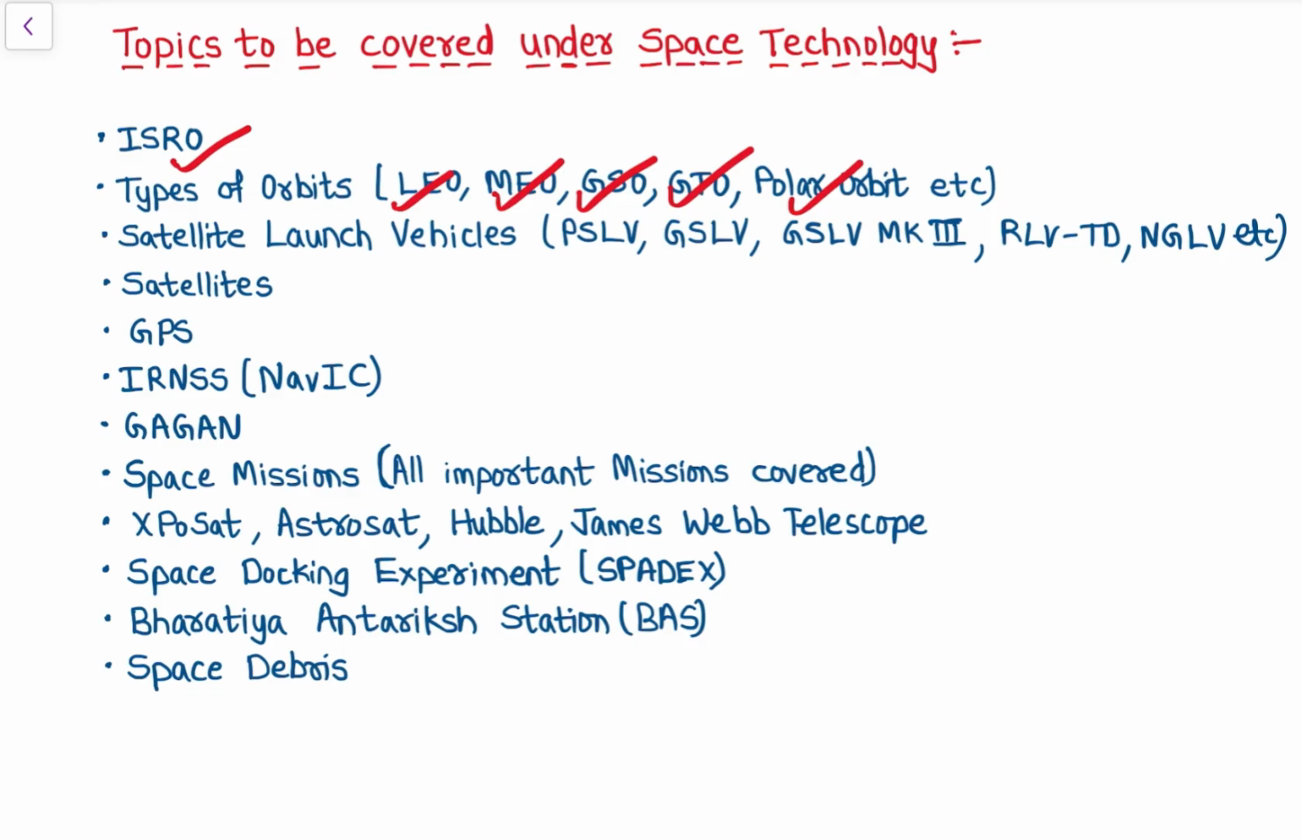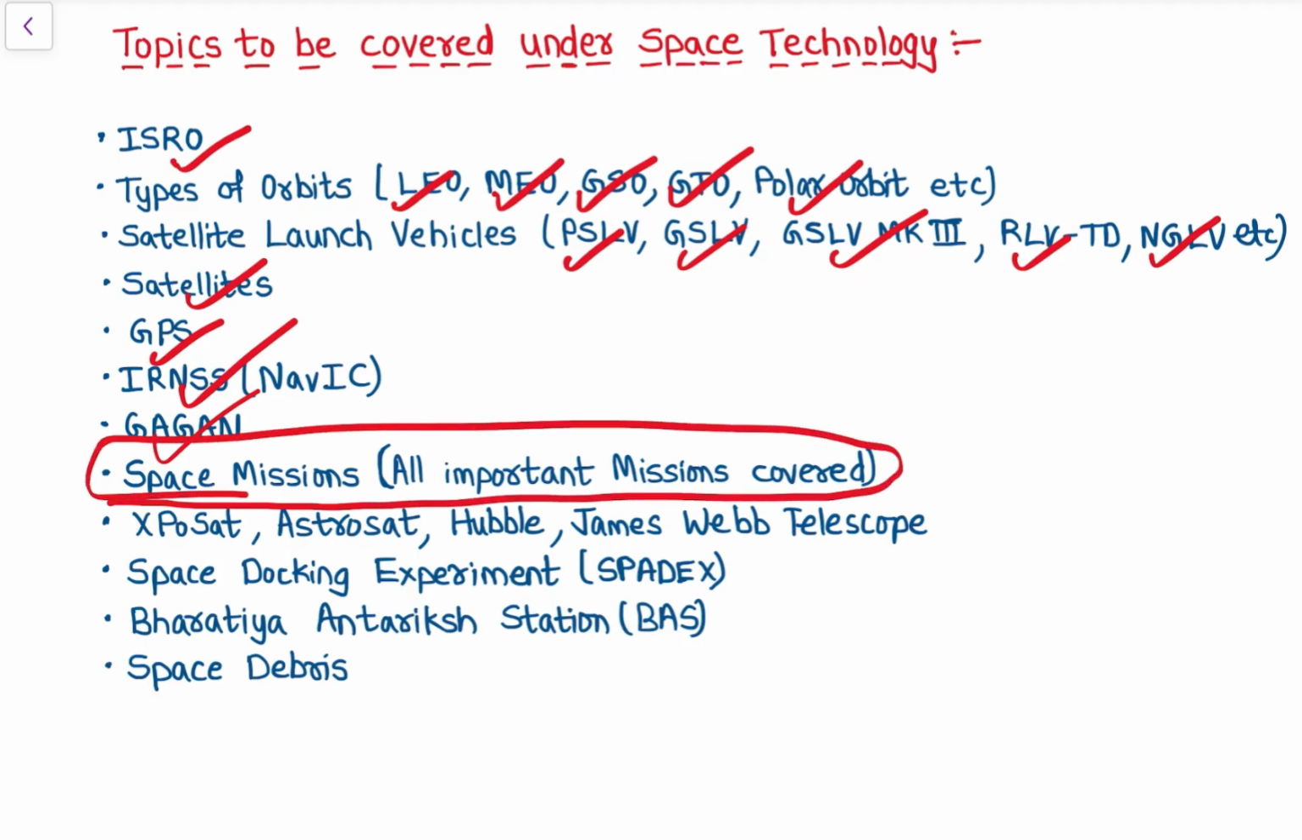Then we'll be studying satellite launch vehicles: PSLV, GSLV, GSLV Mark III, next generation launch vehicle, reusable launch vehicle demonstration, etc. Then we'll be studying satellites: remote sensing satellites, communication satellites, etc. Then GPS, IRNSS, NAVIC, then Gagan, and all the important space missions: Juno, Mars Orbiter Mission. All the space missions of NASA, ISRO, and European Space Agency, everything we'll be studying.